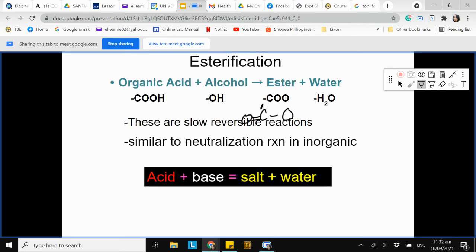So it is actually the reverse reaction of saponification. Okay? So it's a neutralization reaction because your organic acid, because of the term acid, is an acid, and alcohol is acting as a base. Remember, anything that liberates hydroxide becomes a base. Anything that liberates hydrogen becomes an acid. So when you add these both together, the ester is actually a salt.